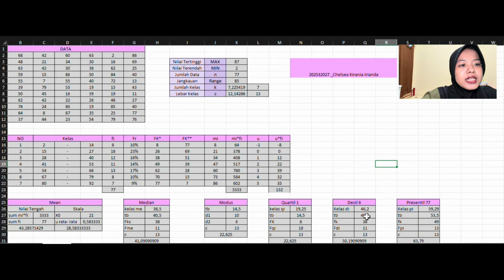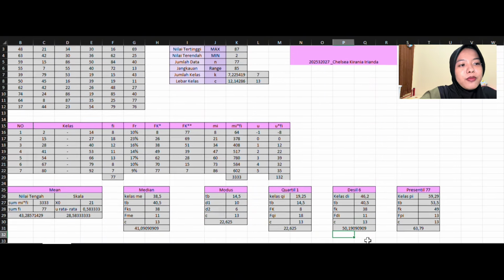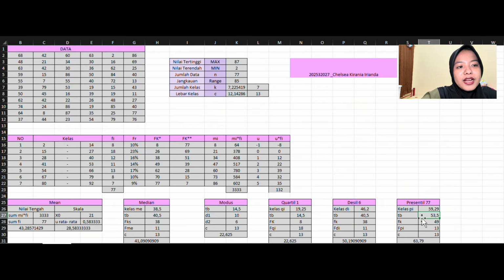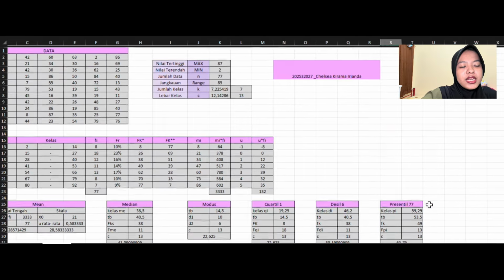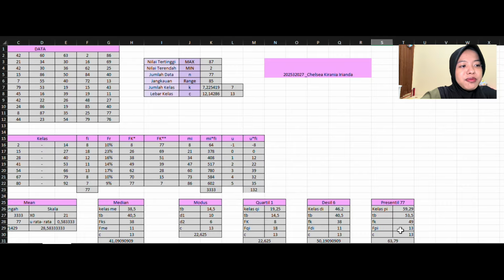Lastly, I calculated the 77th percentile using the formula of the lower boundary of the percentile class plus the percentile position minus the cumulative frequency before the percentile class, divided by the percentile class frequency and then multiplied by the class width. The 77th percentile obtained was 16,3,79. This means that around 77% of the data are below the value.